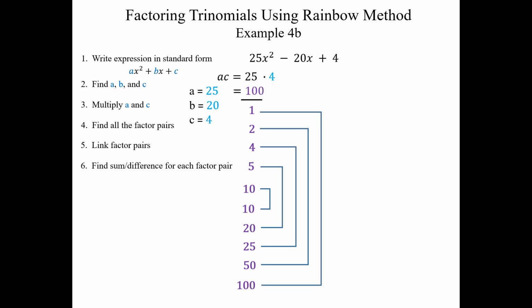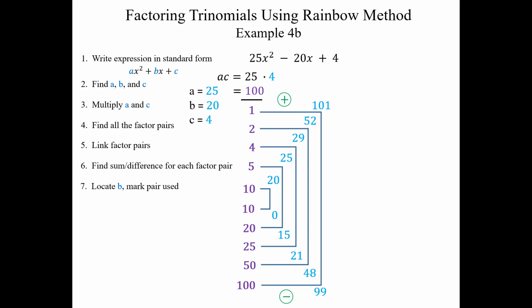Now we need to find the sum and difference for each factor pair. We'll put the sums on the upper corner and the differences on the lower. For 1 and 100, we have 101. The difference is going to be 99. For 2 and 50, we have 52. The difference is 48. For 4 and 25, the sum is 29. The difference is 21. For 5 and 20, we have 25, and the difference is 15. For 10 and 10, we have the sum of 20, and the difference is 0.